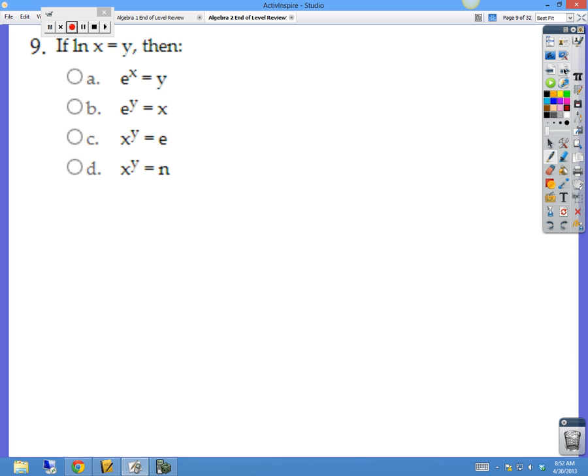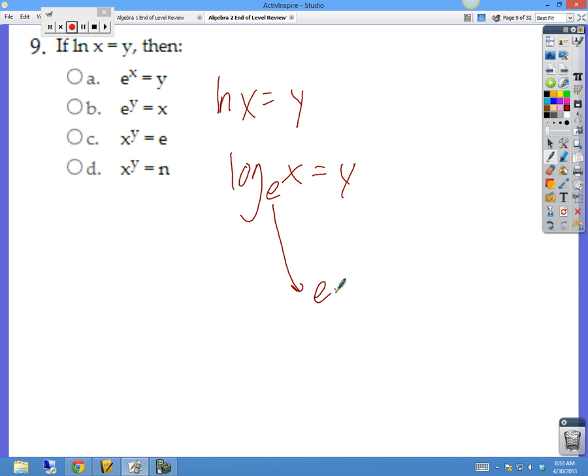Number 9, send this one in. ln of x equals y. Okay, this is the natural log. The natural log is the same as log in base e of x equals y. So if you morph it to a power, e is going to be my base, y is going to be my exponent, and it's got to equal x. So it's got to be b.